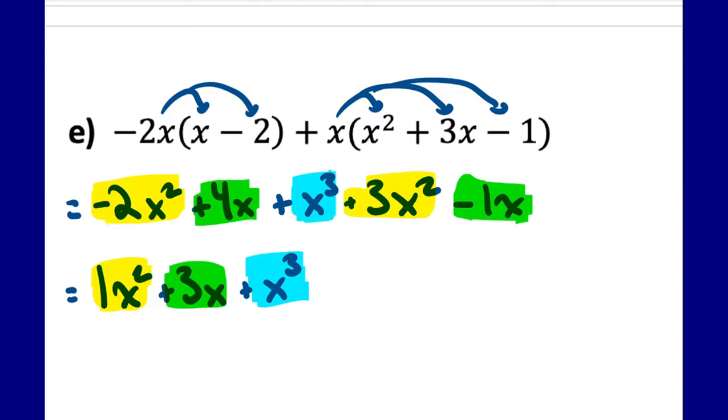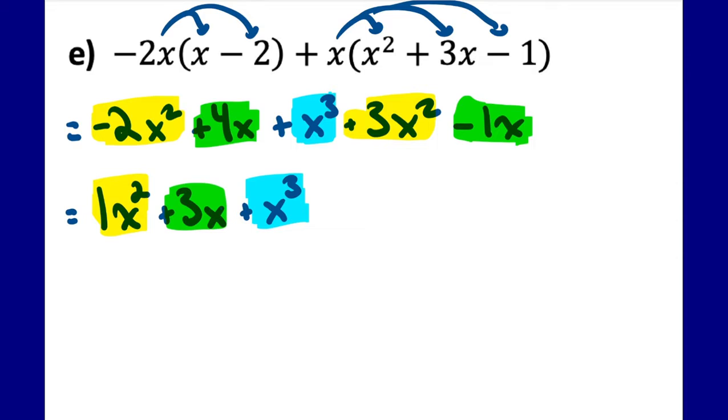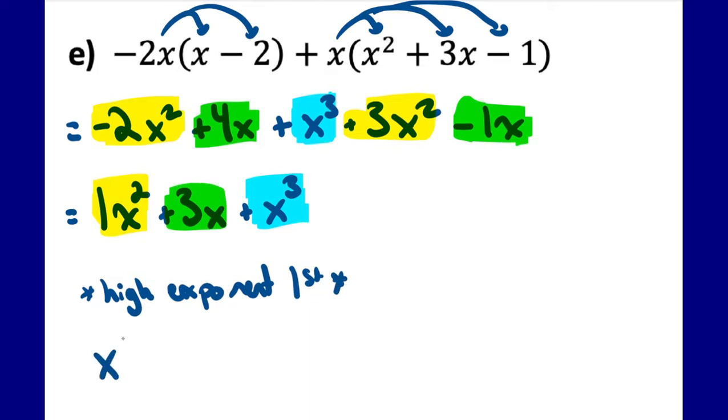Now there is a correct way to write these. When we have multiple terms, the correct order to put them in is usually the highest degree, or the highest exponent first. So it's a good rule of thumb to rewrite it with the highest exponent first. So in this case, it should be x cubed plus 1x squared, or just x squared, plus 3x.